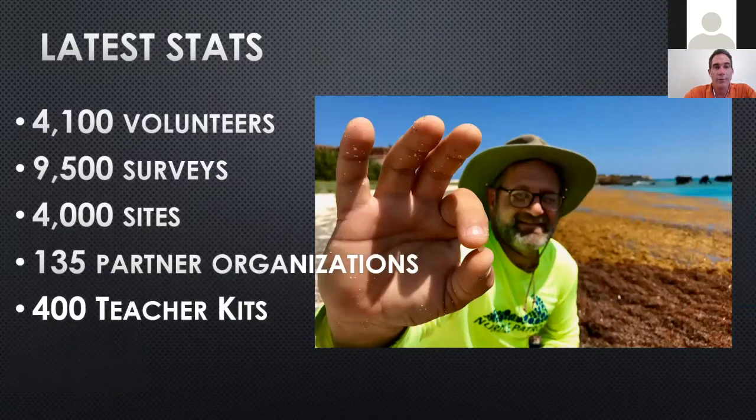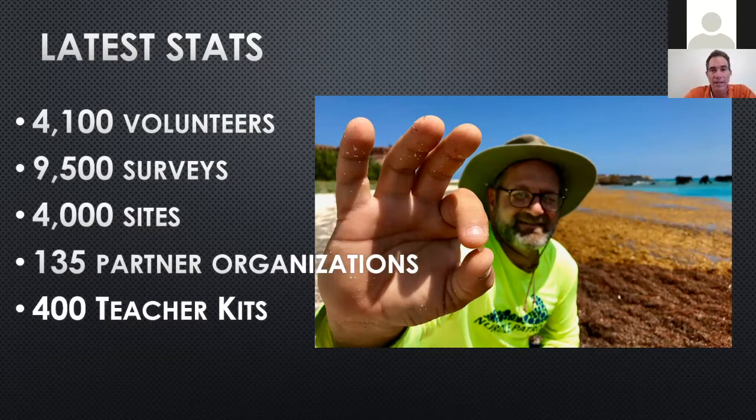So we've had over 4,100 volunteers to date send data in to nurdlepatrol.org, over 9,500 surveys. And actually, I just looked today, there's over 9,700 surveys. So we're getting close to that 10,000 mark of surveys done, and the more information you have, the better case you can make that there's a problem, that things need to change.